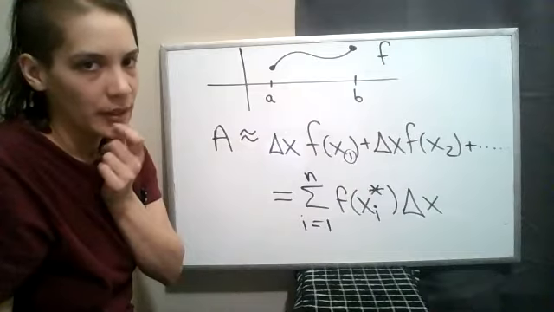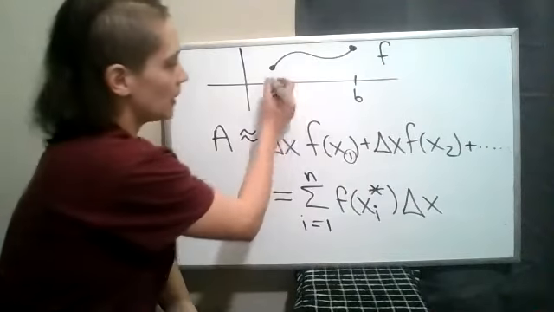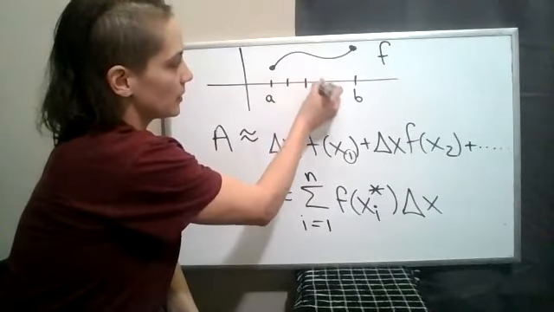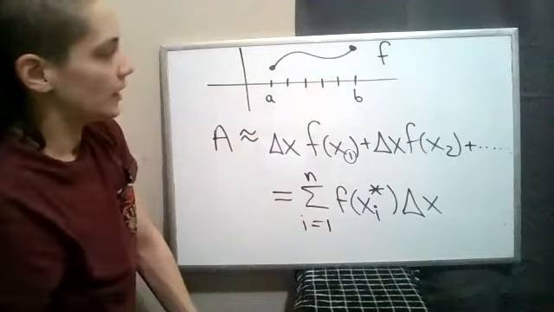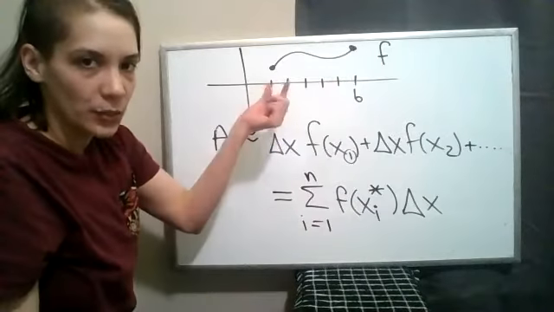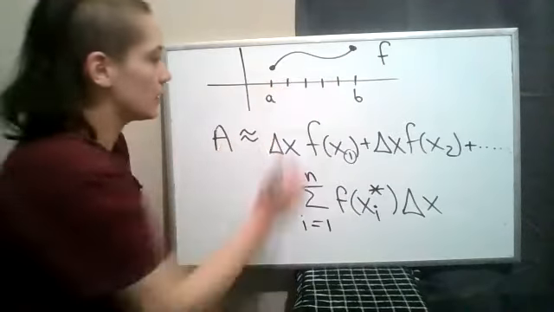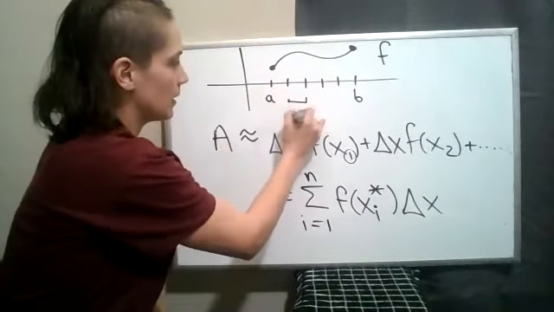We're going to talk about how we split up the interval between A and B into subintervals. Each of those widths is delta x. So here to here, delta x. So here to here.